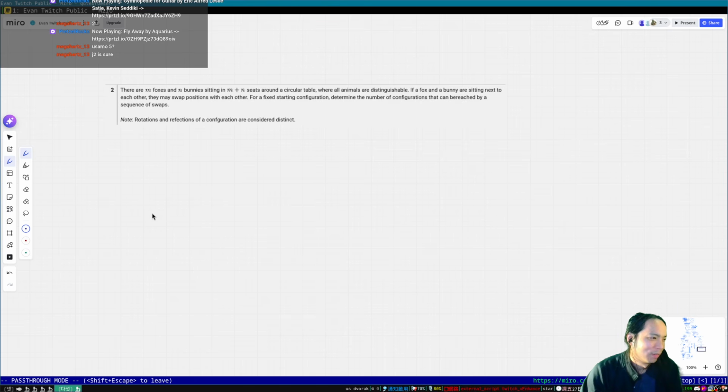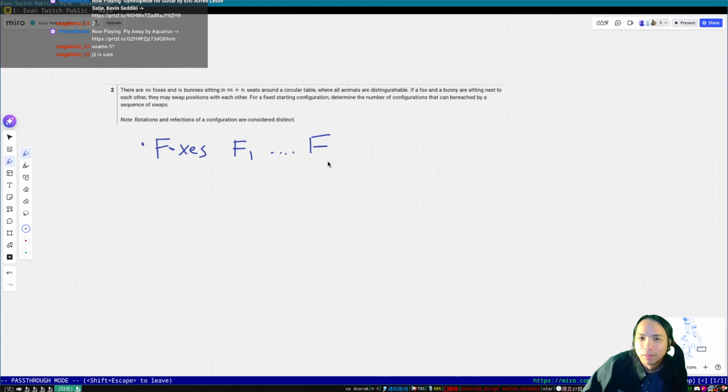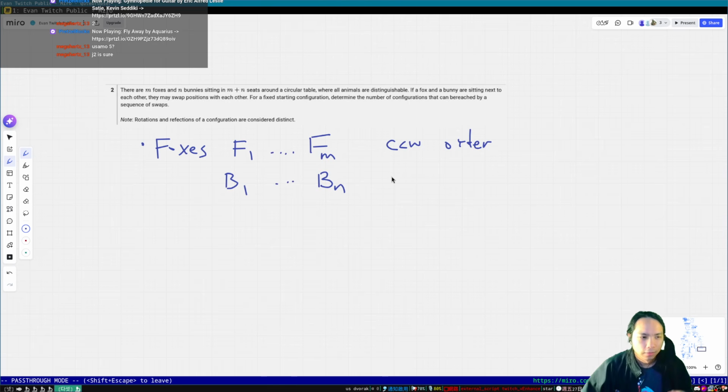Okay, so look. The relative orders of the animals don't change, right? Let's call the foxes F1 through Fn, and then B1 through Bm in counterclockwise order, or whatever. Starting from somewhere, I don't really care where, just label them. Then, in that case, F1 is always to the left of... the relative order doesn't change.